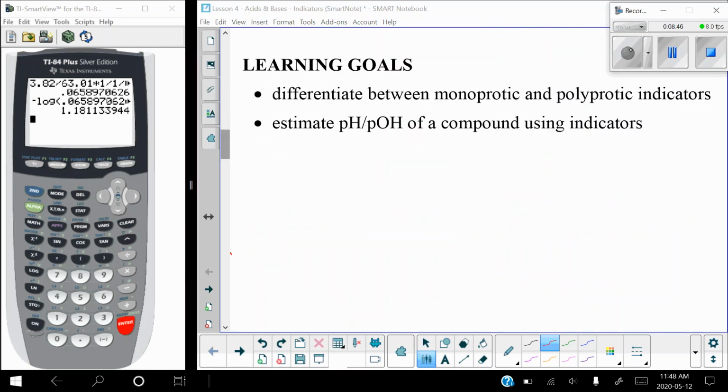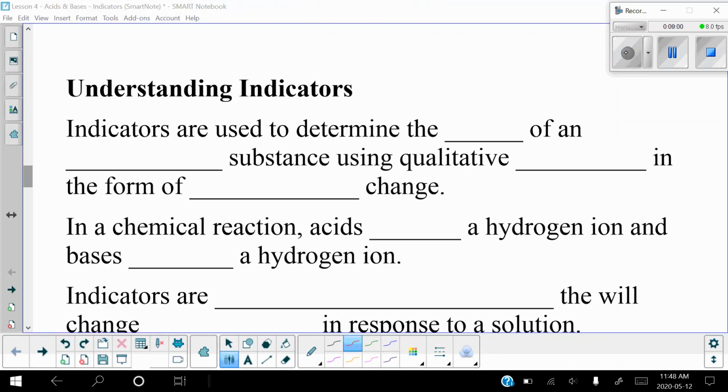So today's learning goals are going to be differentiating between monoprotic and polyprotic indicators and estimate the approximate pH or pOH range of a compound using indicators. All right, so for indicators. Indicators are used to determine the pH of an unknown substance.